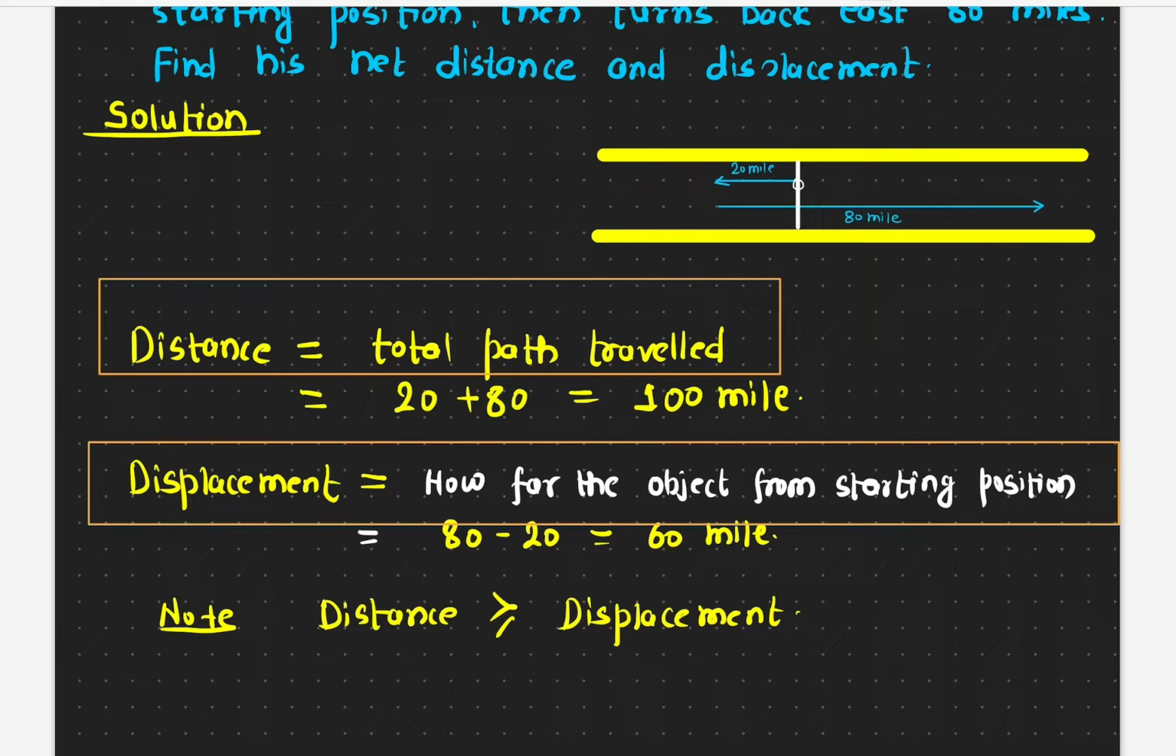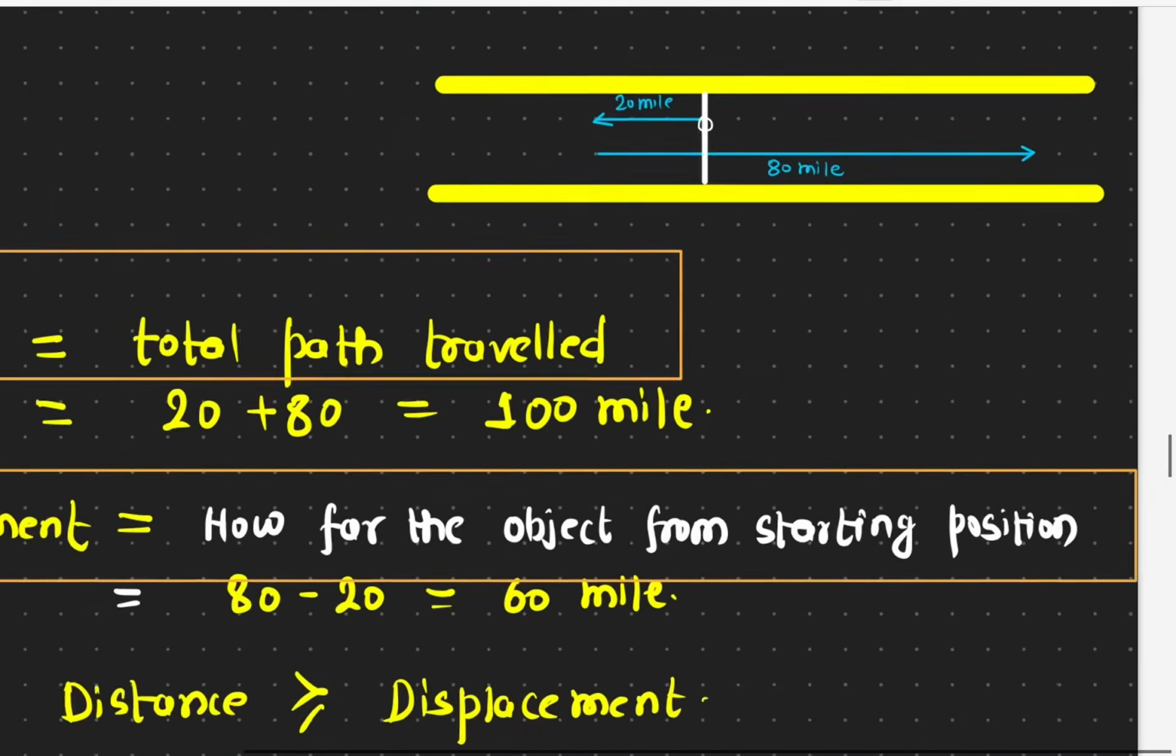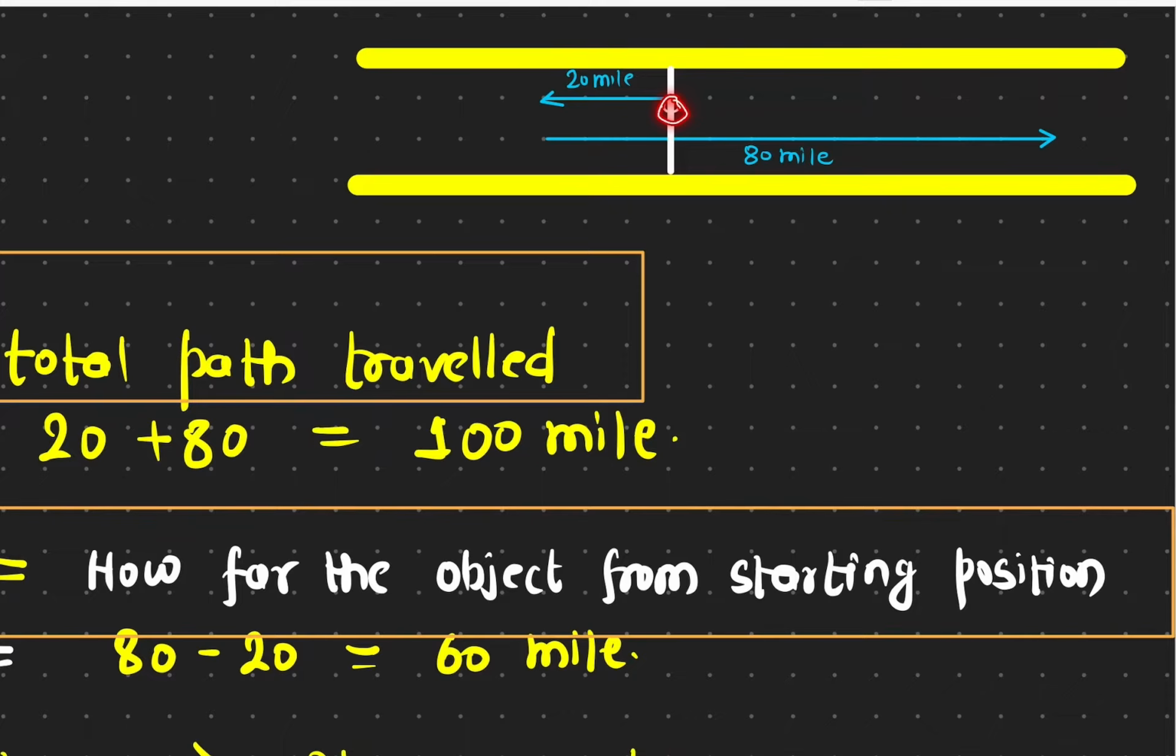Now the displacement is how much you are displaced from your starting position, or how far you are from your starting position. You started from this point, you traveled 20 miles, and finally you are at this point. So this is your starting position and this is your final position. You are in fact this much distance from your starting position.